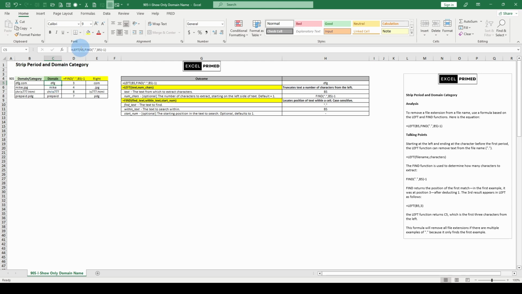What we're doing is going left, B5, 3. We want to keep 3 characters. Here, 4, we want to keep Mike. Here, it's 8 because we have Chris777. You're going to see Chris777 is 8. FIND actually counts 9, and then we subtract 1.